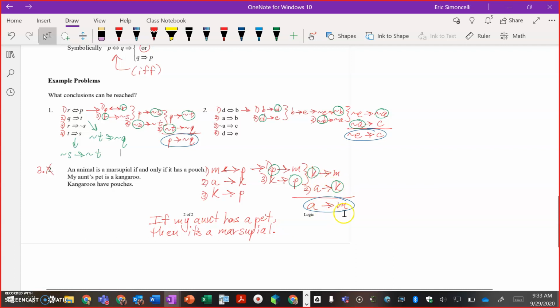So if A implies M as your final conclusion in that particular flow of logic, the statement that you would make, which is a nice culmination, kind of contextually speaking, in your understanding, I hope is all coming together on this now. If my aunt has a pet, so aunt, if my aunt, A, remember, is aunt, if my aunt A has a pet, then it's a marsupial, the letter M.